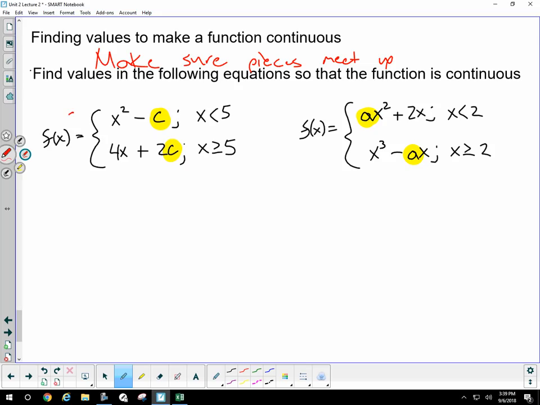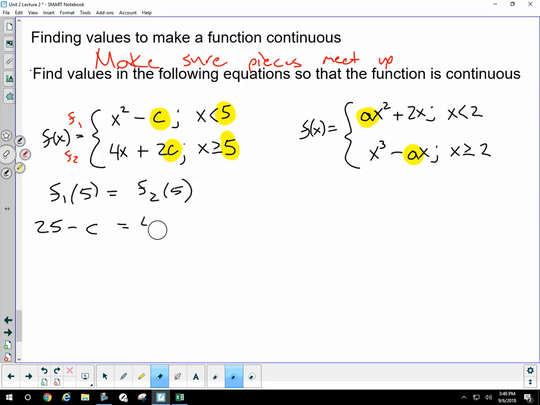So, just like before, we know they're going to be continuous because they don't have any denominators. I just need to make sure they meet up. Make sure f little 1 at 5 meets up with f little 2 at 5. It's important that we see that, we're plugging in the x values in for x, not in for c. Some people will make that mistake, but it should be 25 minus c equals 4 times 5, which is 20, plus 2c.